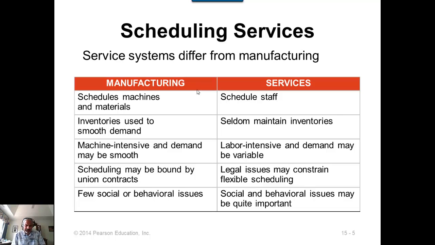When it comes to scheduling in a manufacturing environment, the social and behavioral issues of customers, customer contact, is almost non-existent, because customers are not present during the production situation. When the product gets produced, they are not present there. Whereas in the service industry, customers are present, or oftentimes the service is provided to the customer in their presence, so customer relations and social and behavioral issues become extremely important. These issues must be taken into account when you do scheduling for service.